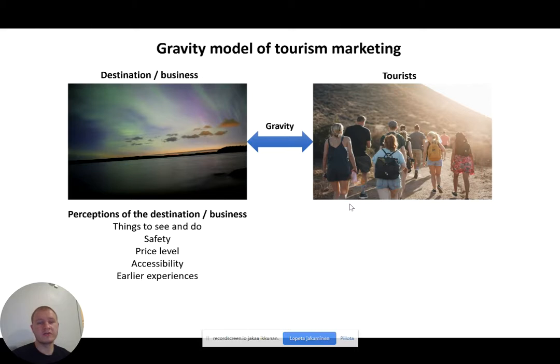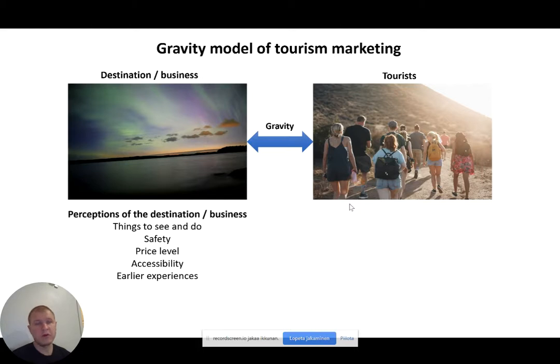Tourists are also interested in things to see and do, that whatever the destination and business has to offer is interesting for them. And the more there is things to see and do, and the better they fit what the certain tourist segments are looking for, the stronger the gravity between those segments and the destination is. Then, of course, perceptions about things such as safety, price level, and especially accessibility is important. Accessibility both to the destination as well as in the destination are crucial for tourism marketing. If people cannot move around or get to the destination, it doesn't matter how good you are at marketing.